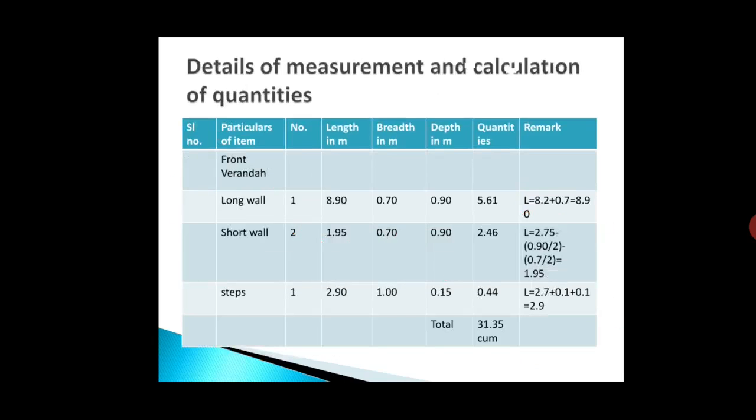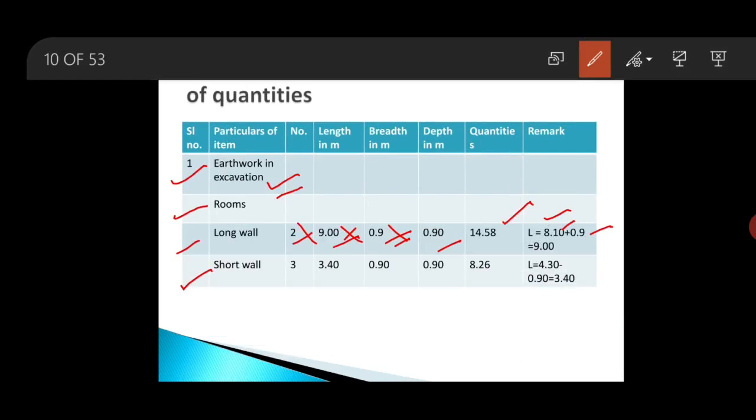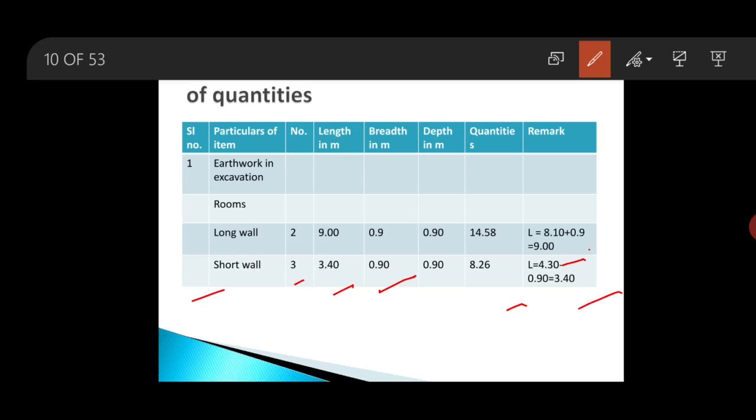Let us move to the details of measurement form. This is a short wall. 3 numbers of short wall are there. So length 4.3 is the center to center length. From this subtract 0.9 by 2, 0.9 by 2, that is minus 1 width, that is 3.4, breadth is 0.9, depth is 0.9, which is same as your long wall. By multiplying all this, we will get the quantity along short wall as 8.26 cubic meter.